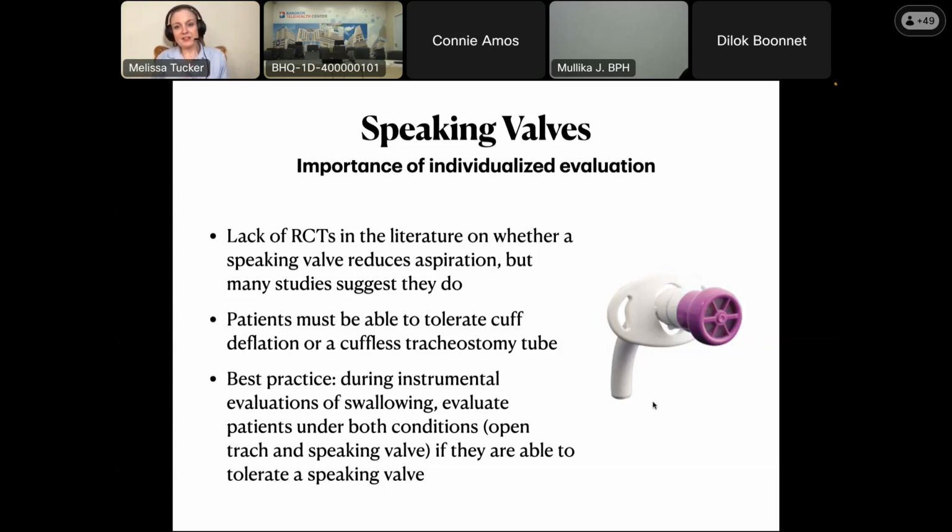And if the patient meets those criteria, you can trial cuff deflation with a physician or nurse or respiratory therapist standing by to monitor the patient's heart rate, respiratory rate, and oxygen saturation to make sure that they're able to tolerate that cuff deflation.